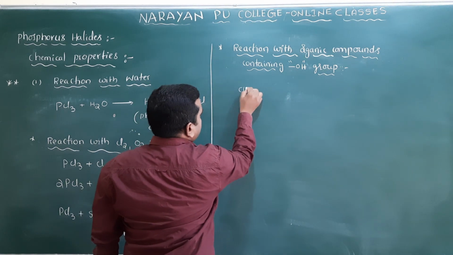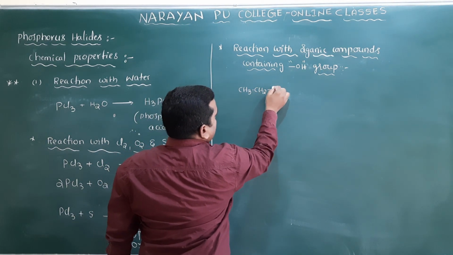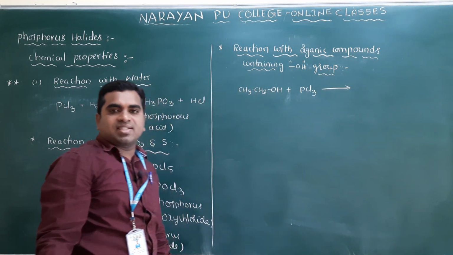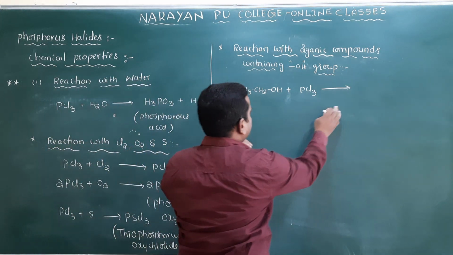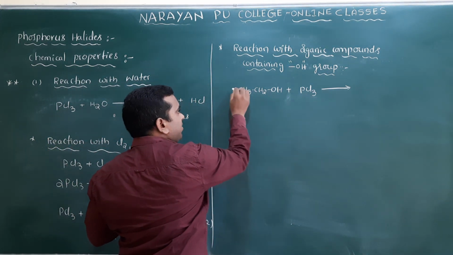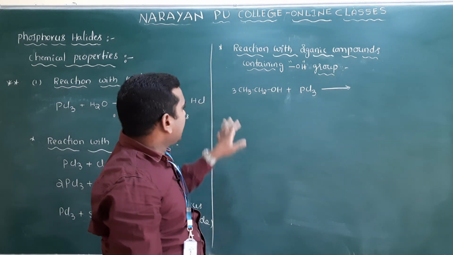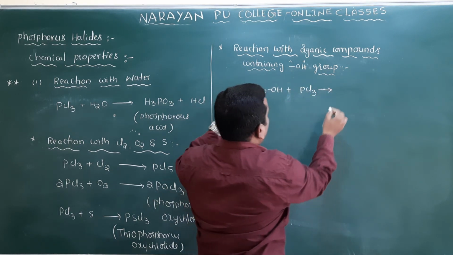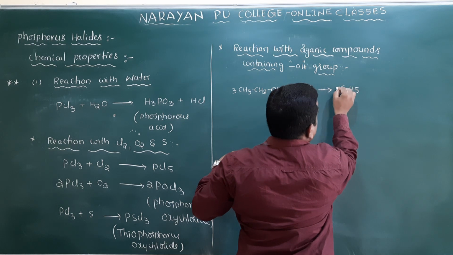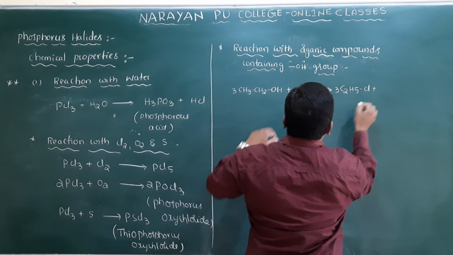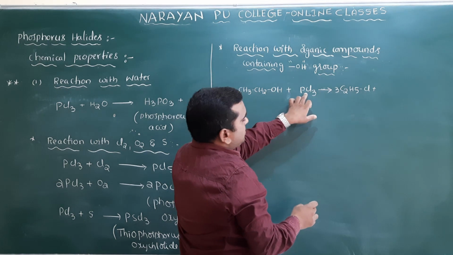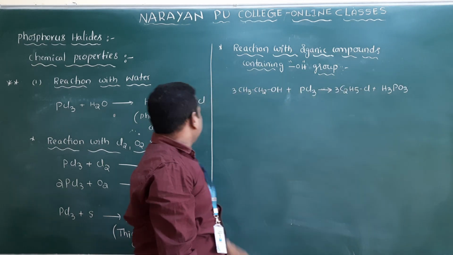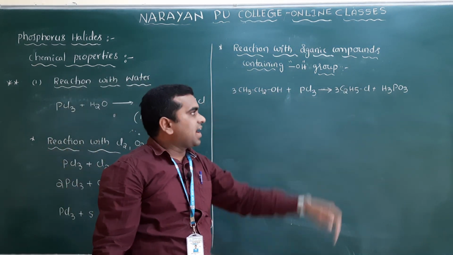Suppose I write CH3CH2OH and treat it with PCl3. This reaction we have studied already in haloalkanes and haloarenes. One mole of PCl3 will react with 3 moles of alcohol. The 3 OH groups are replaced by 3 chlorine atoms, so I write 3 C2H5Cl. What do you get here? 3 OHs are there and phosphorus is left, so that's H3PO3, phosphorus acid.